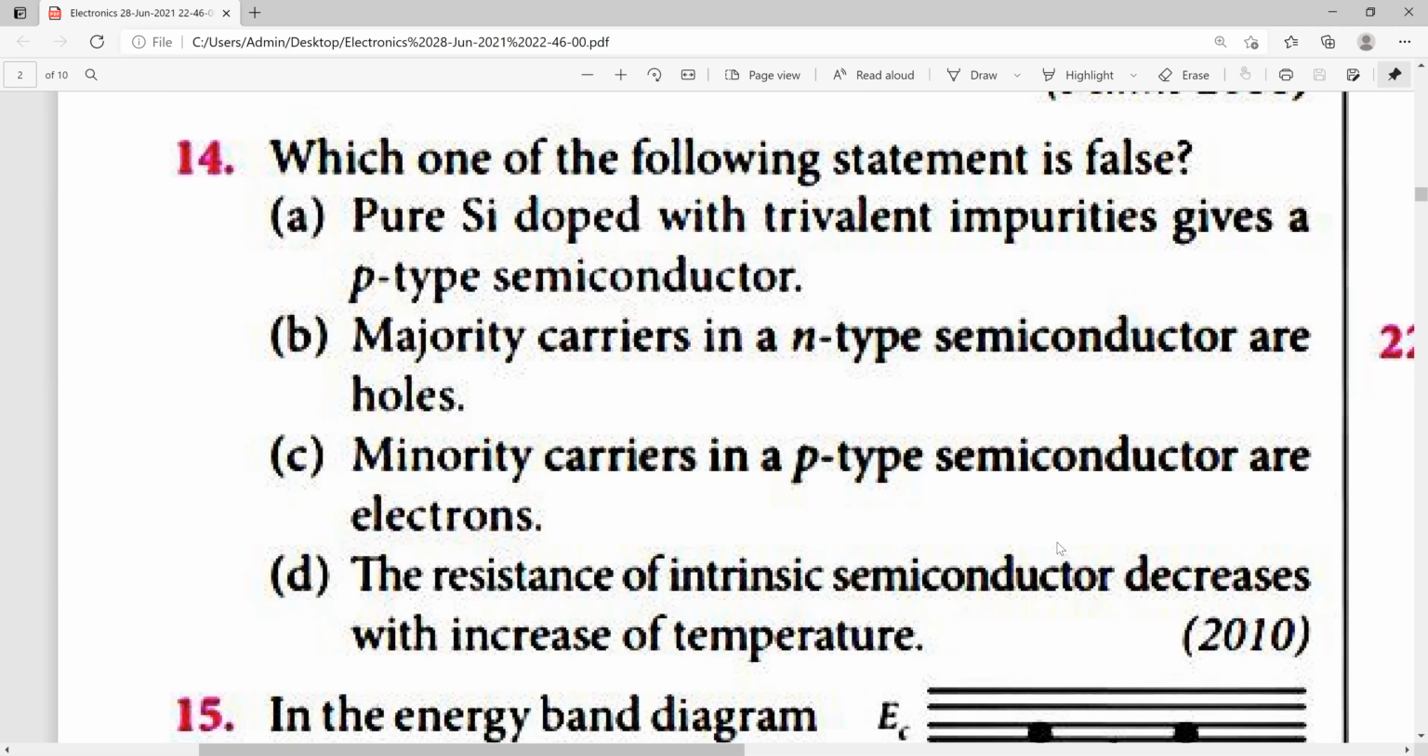This is a simple question they asked in 2010. Here, in an n-type semiconductor, electrons are the majority carriers and holes are the minority carriers. Therefore, this one is the right answer.